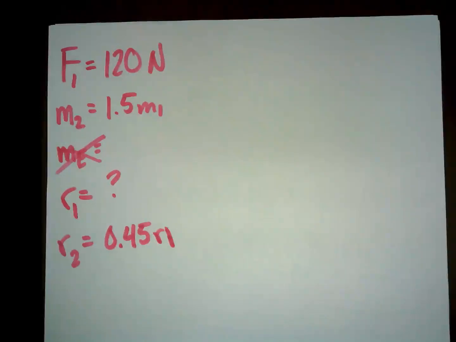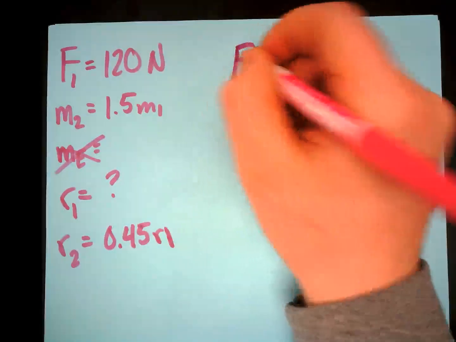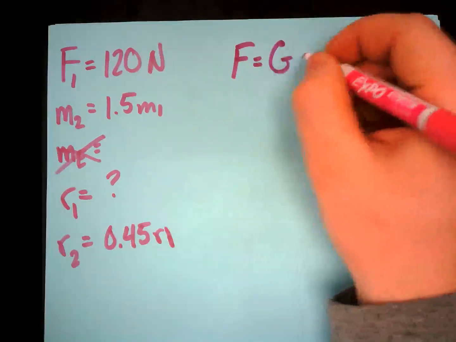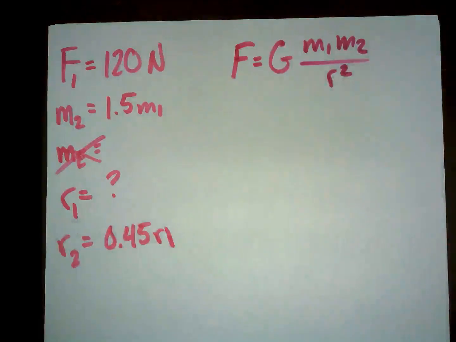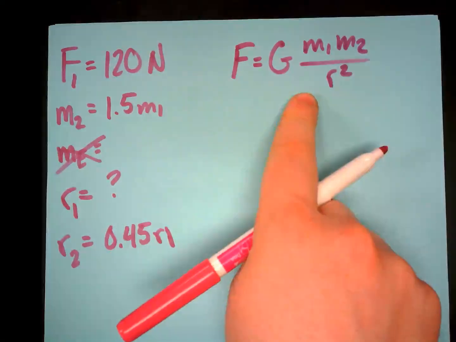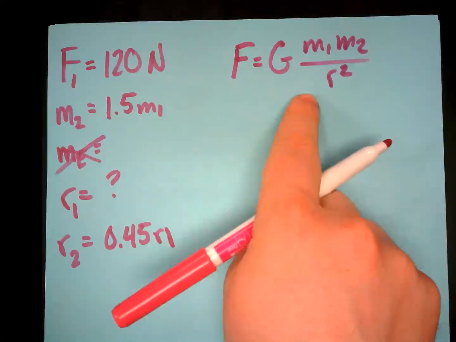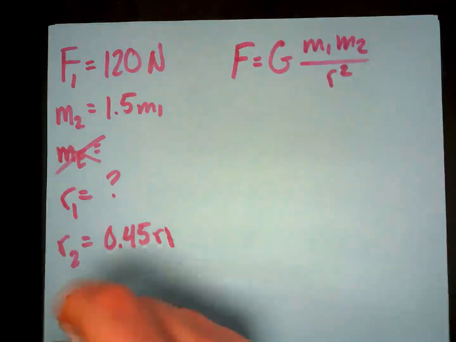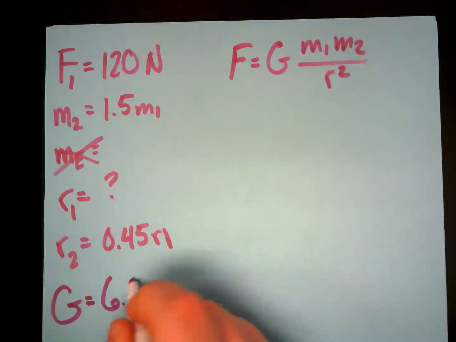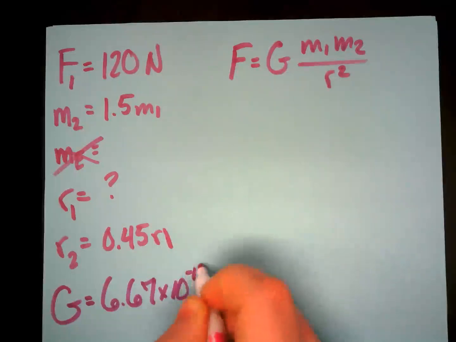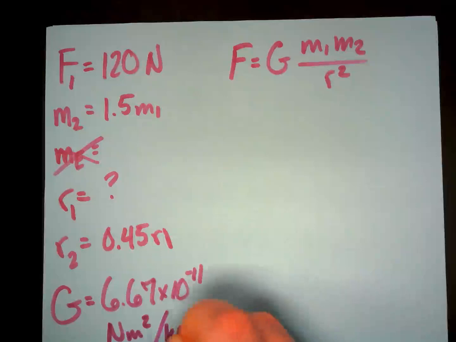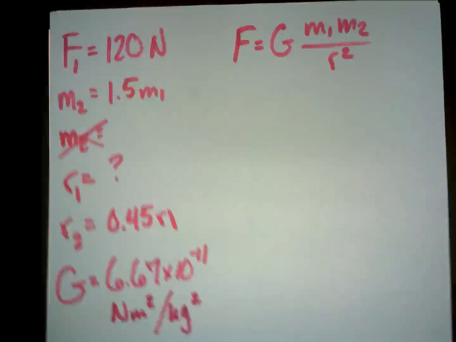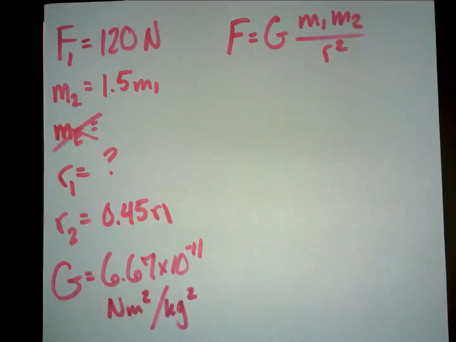So let's write down what we're able to use as far as equations are concerned. We definitely have this, and in order to get this number, we would have to use this equation. We do have G, and G is 6.67 times 10 to the negative 11th power newton meter squared divided by kilogram squared. Now you'll see though that we don't really need it, and you'll see in just a second why we don't need it.